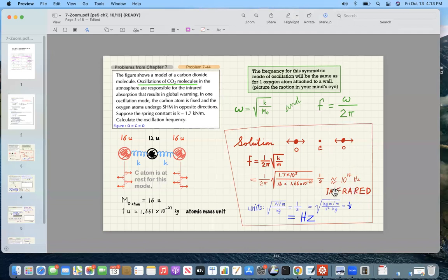This sort of explains why carbon dioxide is responsible for global warming, because this molecule, not really by this mode of oscillation, but by a different mode of oscillation, where the oxygens move to the right and the carbon moves to the left, and vice versa. So that's where the carbon is oscillating. Then they'll be oscillating out of phase, and you can get absorption of infrared light, but it's a similar frequency.